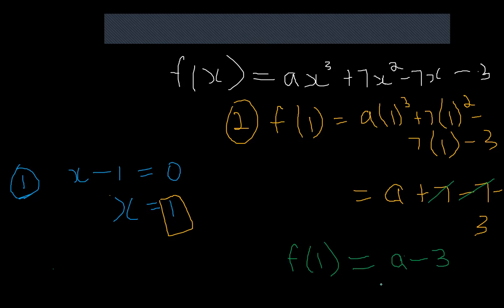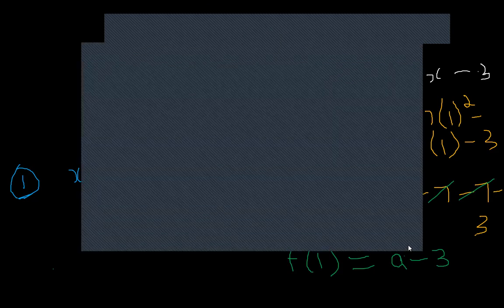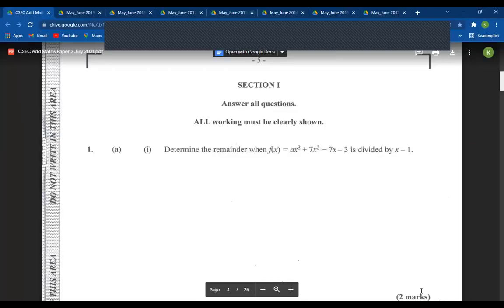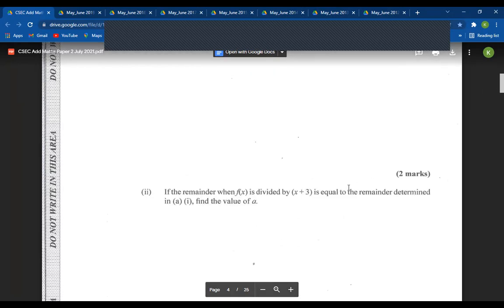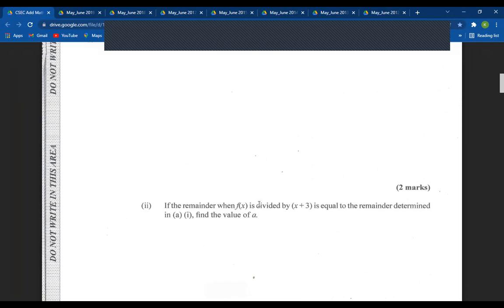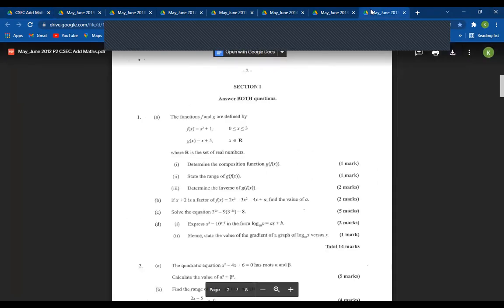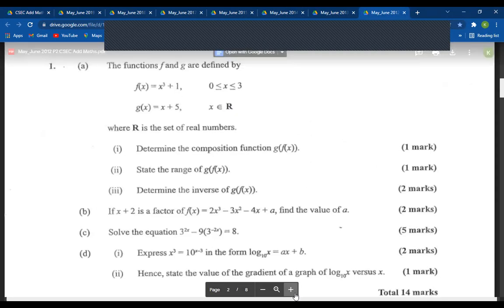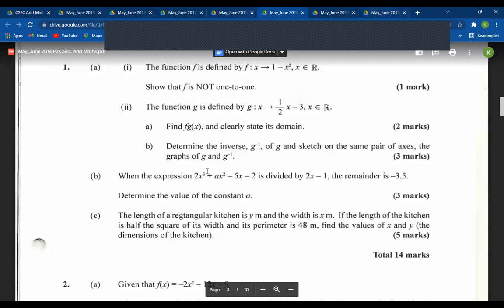So that's your remainder for this question. The first part, they ask you for the remainder, is a minus 3. That was 2 marks. So imagine you're doing that whole long division thing to get 2 marks. It just doesn't make sense. See down here, afterwards they wanted you to find the value of a. That's why your remainder had a, right? But we're not there yet. Not this paper, this paper. You do part B for me, 1 part B, this one.